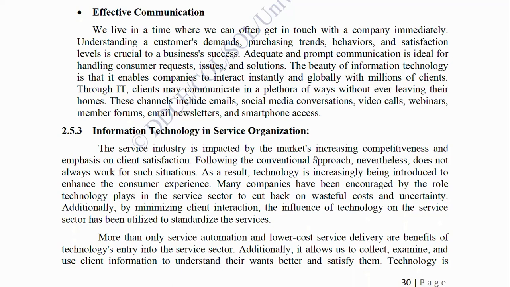The beauty of information technology is that it enables companies to interact instantly and globally with millions of clients. Through IT, clients may communicate in a plethora of ways without ever leaving their homes. These channels include email, social media conversations, video calls, webinars, member forums, email newsletters, and smartphone access.